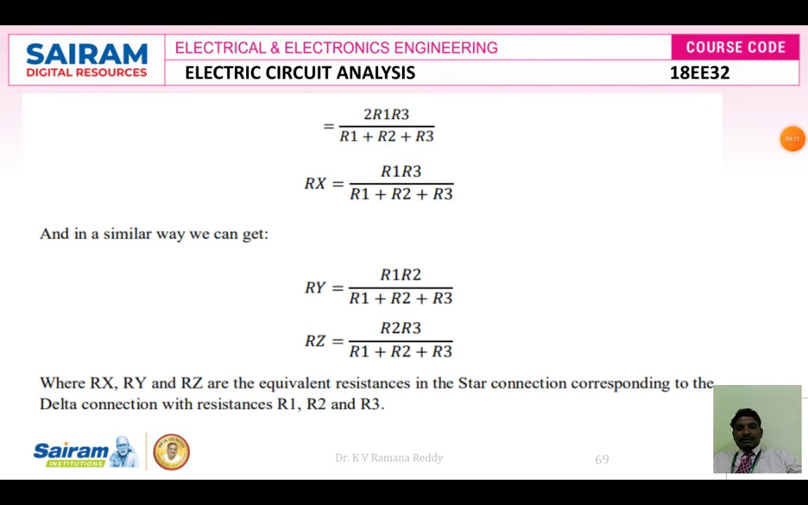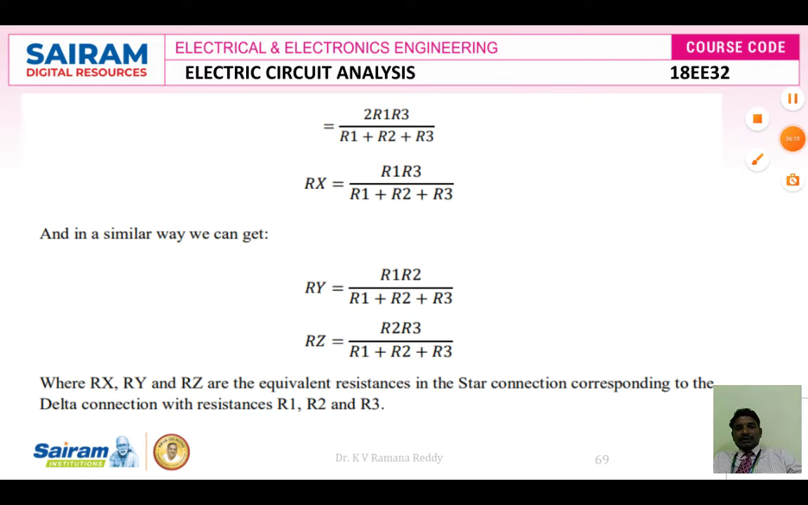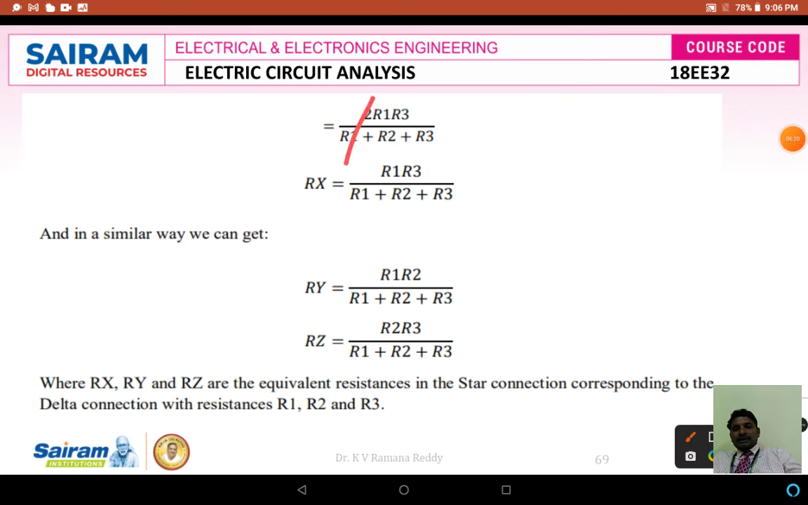Now we got 2Rx is equal to R1 into R3. So in the numerator the 2 will get cancelled, and Rx is equal to R1 R3 divided by R1 plus R2 plus R3. Similarly, if we use the same method, we get Ry and Rz. Ry is equal to R1 into R2 divided by R1 plus R2 plus R3, and Rz is equal to R2 into R3 divided by R1 plus R2 plus R3.